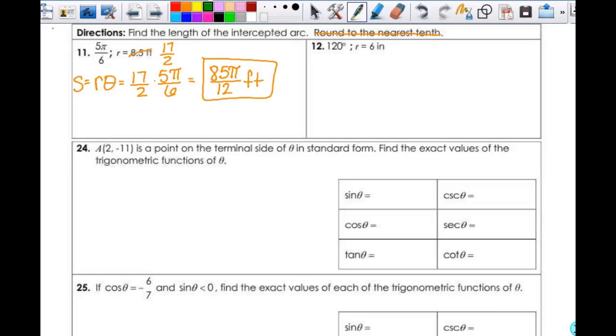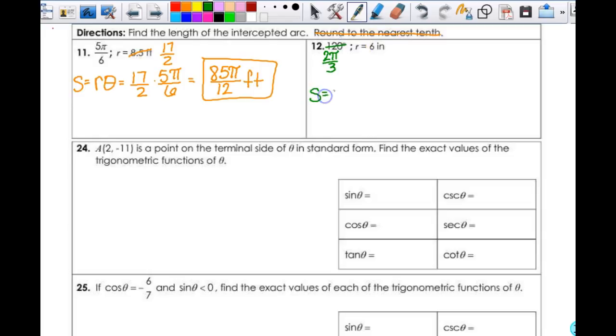This 120 degrees, we need to have that in radians, and we can do that a couple different ways. You can straight up convert, but 120 is an angle that we should know, and either you just know what 120 is in radians, or you can use the reference angle. Reference angle is 60. 60 is pi thirds. 2 times 60 is 120, so that would make this 2 pi thirds. And the radius is in the form it needs to be in, so I'm good.